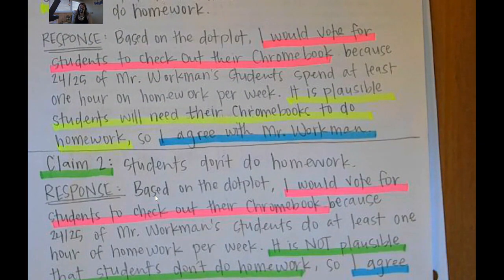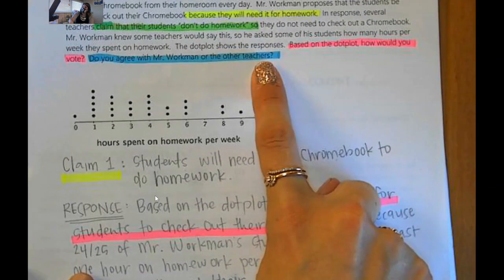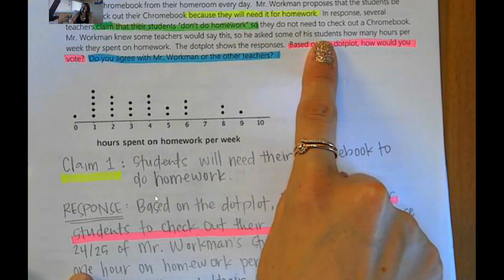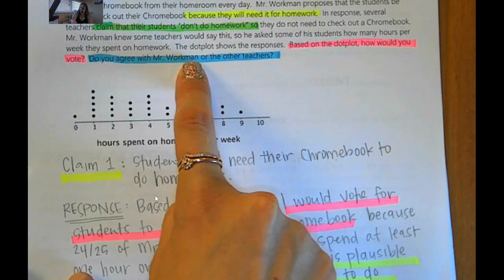You could start with, I agree with Mr. Workman. You don't have to start with based on the dot plot. But up here, this is why I highlighted them in different colors. You do have to say, how would you vote? And you do have to say, I agree with or don't agree with Mr. Workman. Does that help, Maddie?